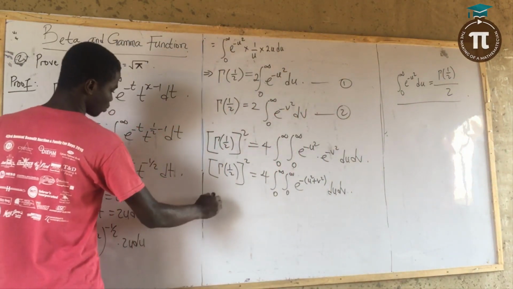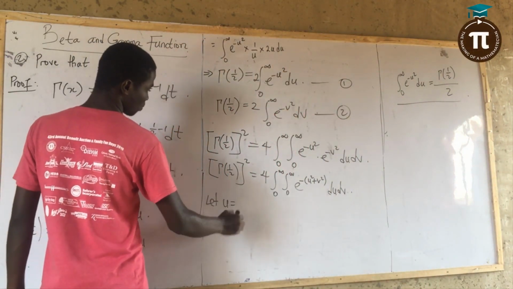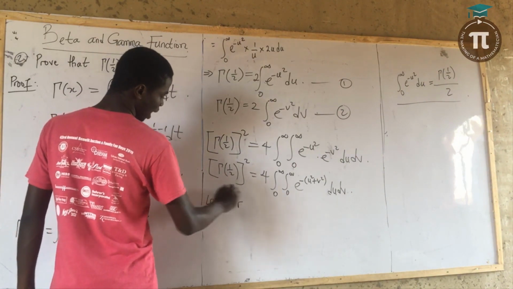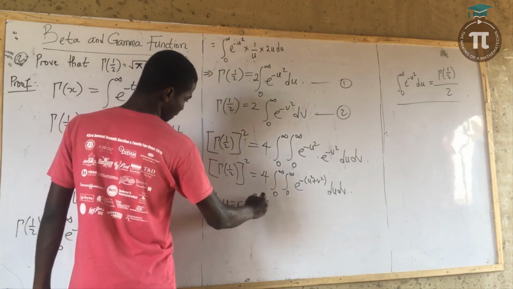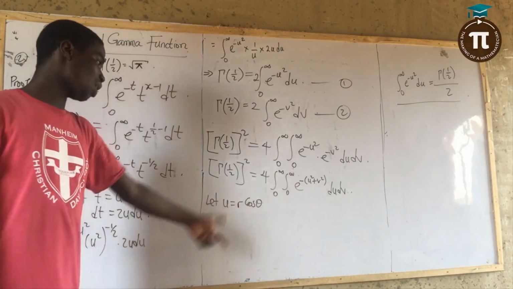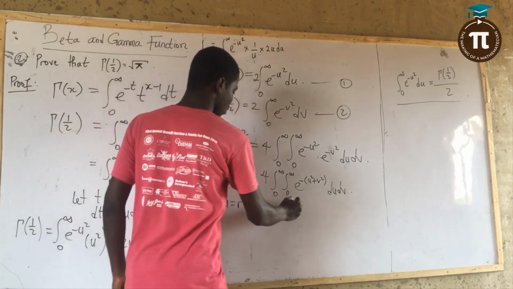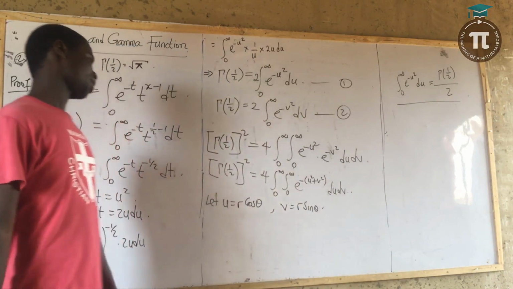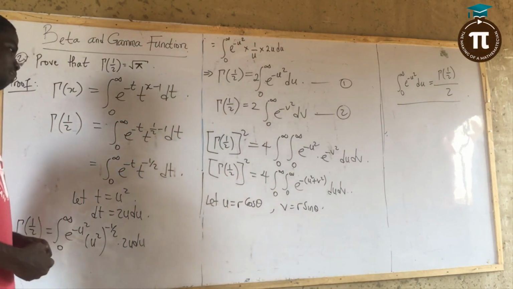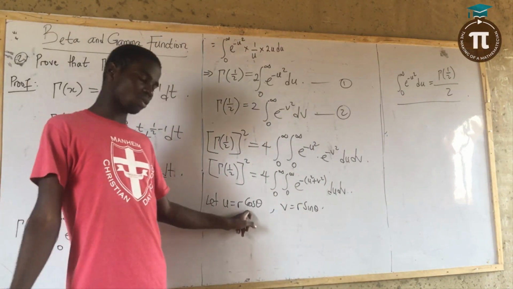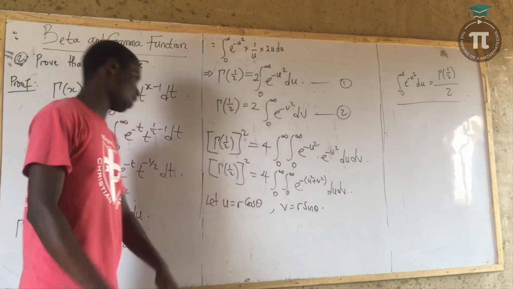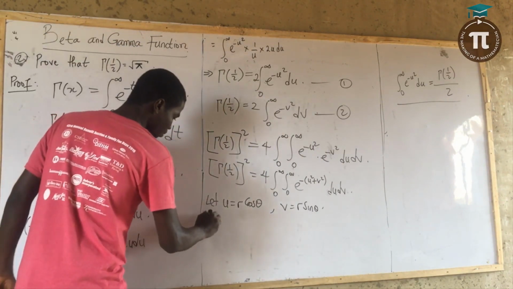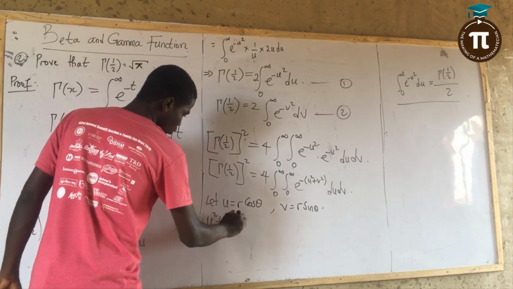What's a polar coordinate? It's just a simple substitution. We let u be equal to r cos theta and v be equal to r sin theta. That's what we are going to have. Let u be equal to r cos theta and v be r sin theta.